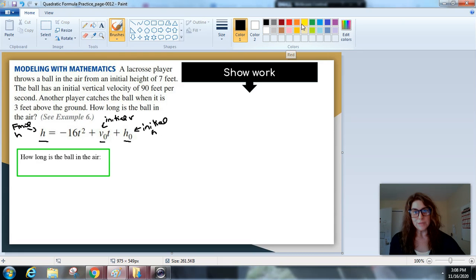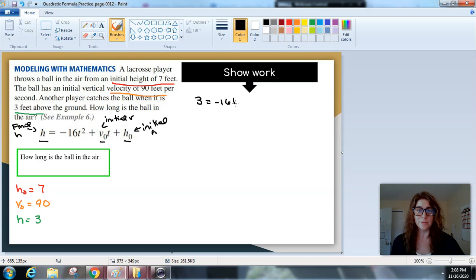So when I read through this, I know a few things. I know the initial height was 7 feet. It tells me right here, initial height of 7 feet. I know a velocity of 90 feet per second. So I know that velocity, speed. And I know when he catches it. I know he catches it at 3 feet above the ground. That's my final height. So I can plug all of this into my equation and get started on solving.